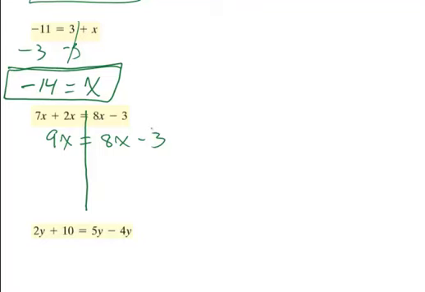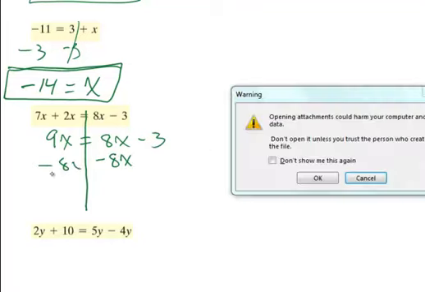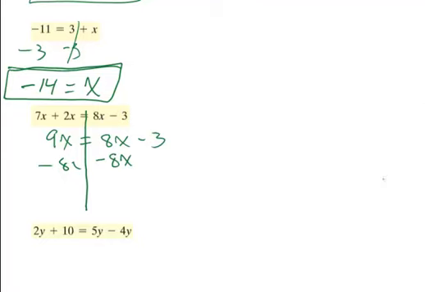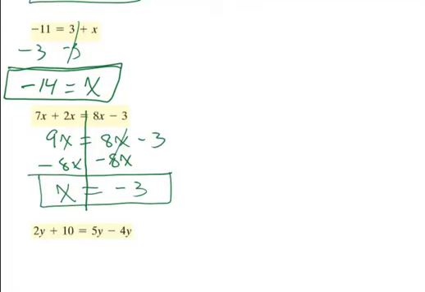I want to get the x by itself, so I need to get all my x's together. So I'm going to subtract 8x on both sides. These 8x's will cancel. 9x minus 8x will just leave me with an x is equal to negative 3.